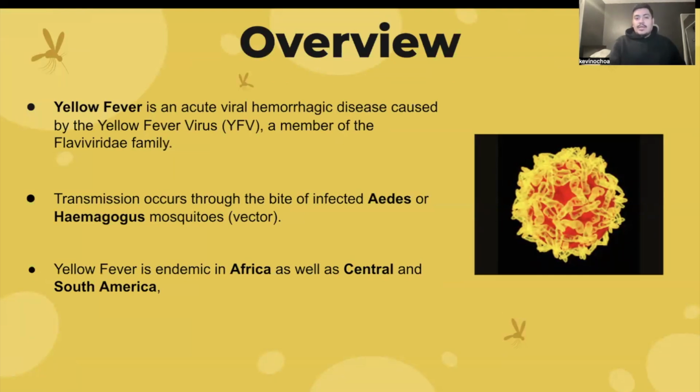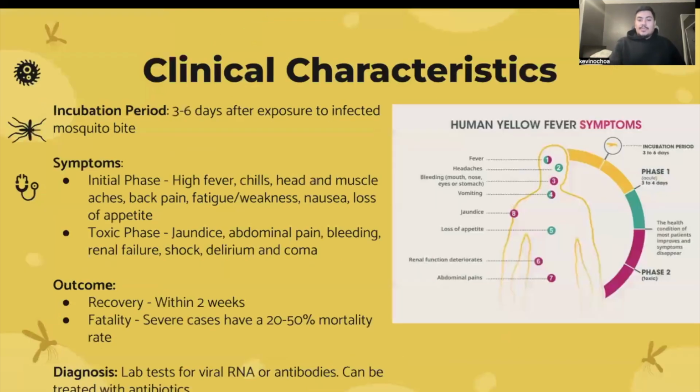So, an overview of yellow fever. Yellow fever is a dangerous, potentially fatal disease that has shaped public health in many parts of the world. It's classified as an acute viral hemorrhagic disease, meaning it can cause severe internal bleeding and organ damage. The disease is caused by the yellow fever virus, a member of the Flaviviridae family of viruses, which also includes other significant diseases that we looked at during the semester, like dengue, West Nile virus, and Zika virus as well.